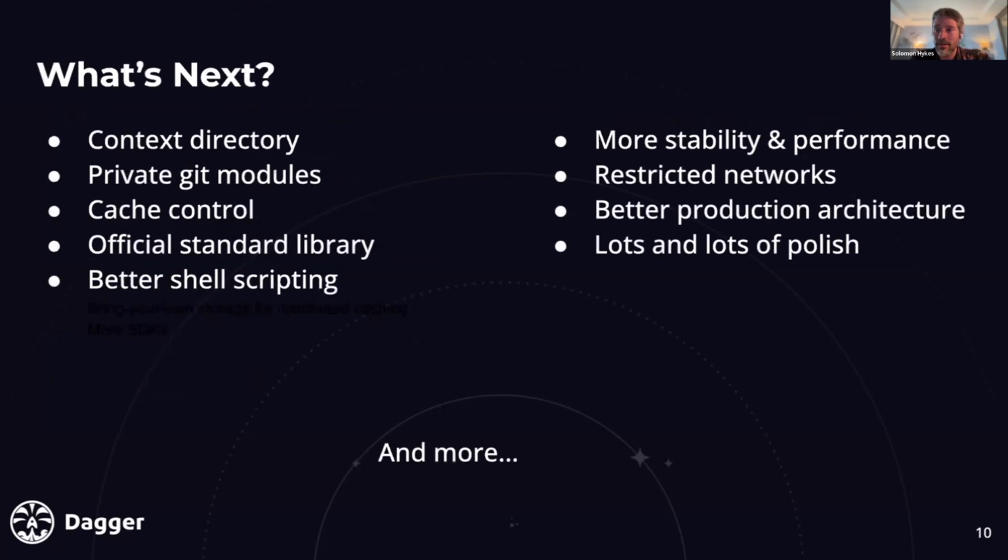Okay. Got a few minutes to talk about the future and take questions. We don't have time to talk through all of these, but a few of the things we have coming. We have more stability and performance, more support for restricted network environments. We want to work on improving the reference production architecture, the best way to run Dagger in Kubernetes, the best way to run Dagger in a clustering environment.